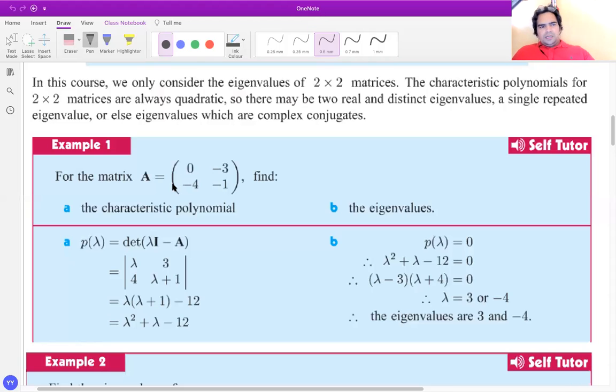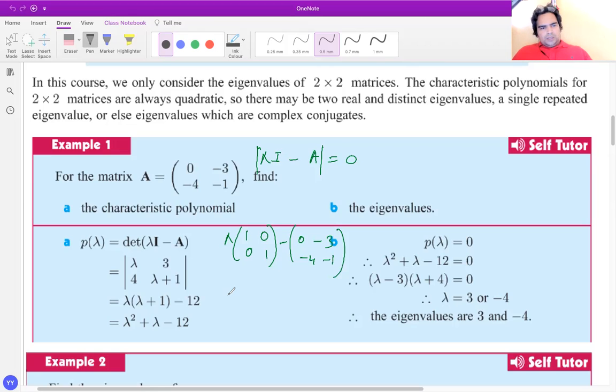Now assume that we are asked to calculate the eigenvalue and eigenvector for this. So what I'm going to do is take lambda I minus matrix A. The determinant of this should be 0. So I get lambda times [1, 0; 0, 1] minus A, which is [0, -3; -4, -1].